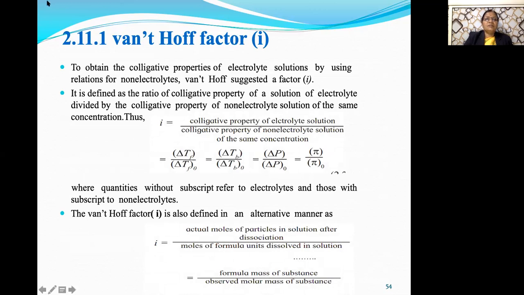Now, this is the name of the scientist, Van 't Hoff, who stated this factor i in this way. The Van 't Hoff factor i is the ratio of colligative property of solution of electrolyte to the colligative property of non-electrolyte solution having the same concentration. So this ratio is known as the Van 't Hoff factor.